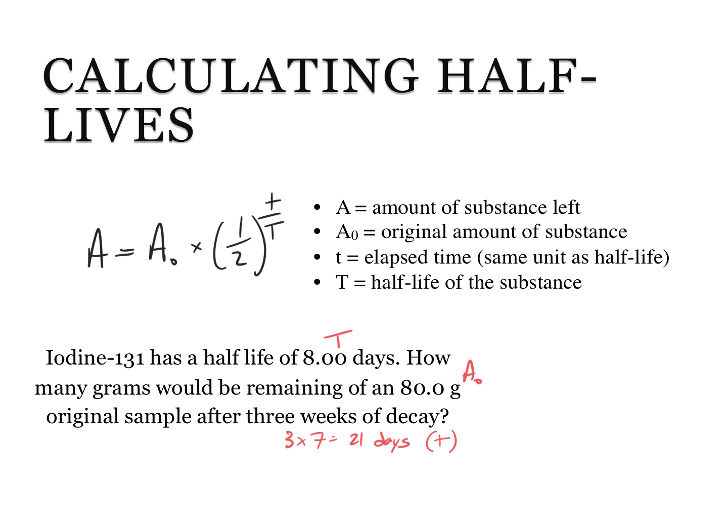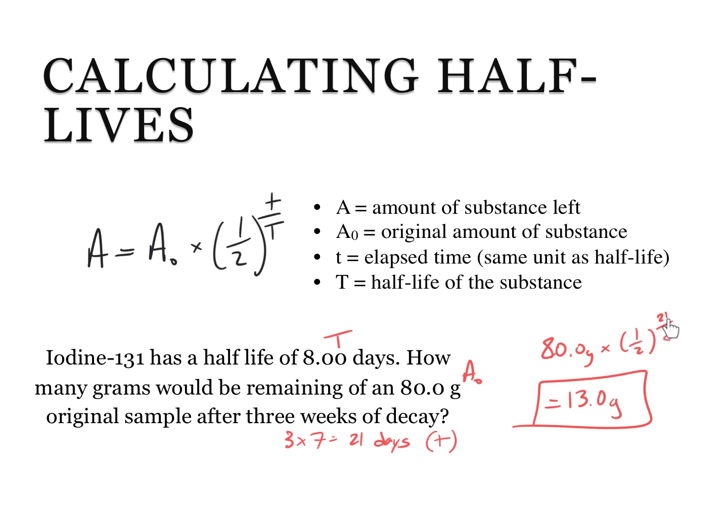So I've got an original amount, 80 grams. I've got a time elapsed, which is 21 days, divided by the half-life, which is 8 days. And I punch this into my calculator, and I get a final amount of 13.0 grams.